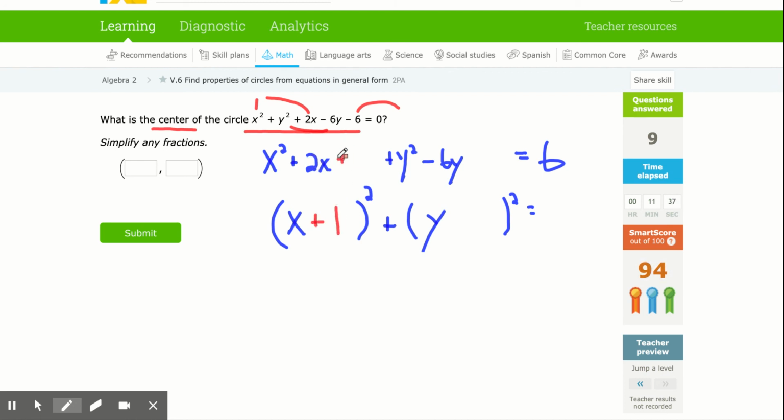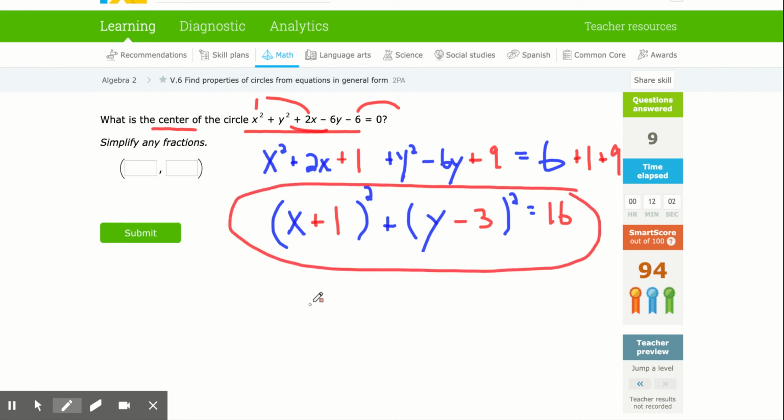That means I had to add 1 to this trinomial here. I'm also going to add 1 to the right side. Here, half of negative 6 is -3. If I square -3, I get a +9. That means I also have to add 9 to the right side. So when I add these three values together, I get 16. And now I have my equation in standard form. I know my center is -1, +3, and my radius, if it happened to ask for my radius, would be 4, because the square root of 16 is 4.